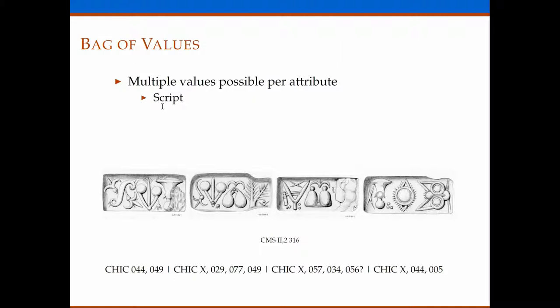Then the thing gets even more complicated, because for many of the nominal values it's also possible to have more than one value. So it's not just that the seal has one lion, but it has multiple other animals. One example is the use of the script, where for each seal side I have a combination of characters, and then for the whole seal I have a combination of those combinations of characters.